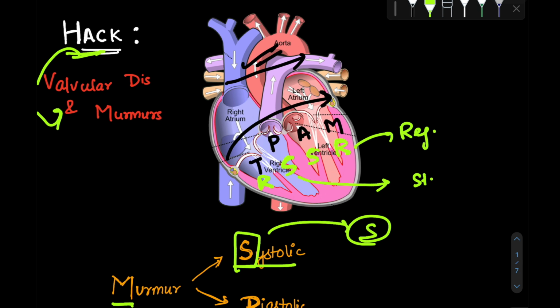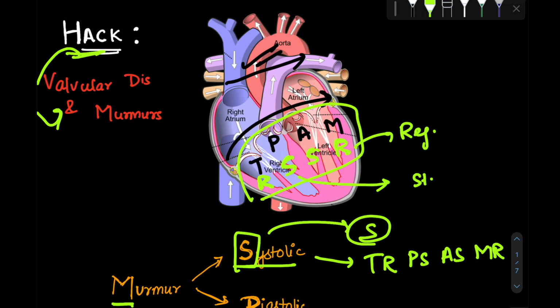So in a question, if you see a systolic murmur, any systolic murmur, it can be mid systolic, it can be early systolic, you only have to think about these four, that is tricuspid regurgitation, pulmonic stenosis, aortic stenosis, and mitral regurgitation. Initially we had 8 valvular diseases, as we have 4 valves and stenosis and regurgitation of every valve. By just seeing it as systolic or diastolic, you are already down to 4, right?